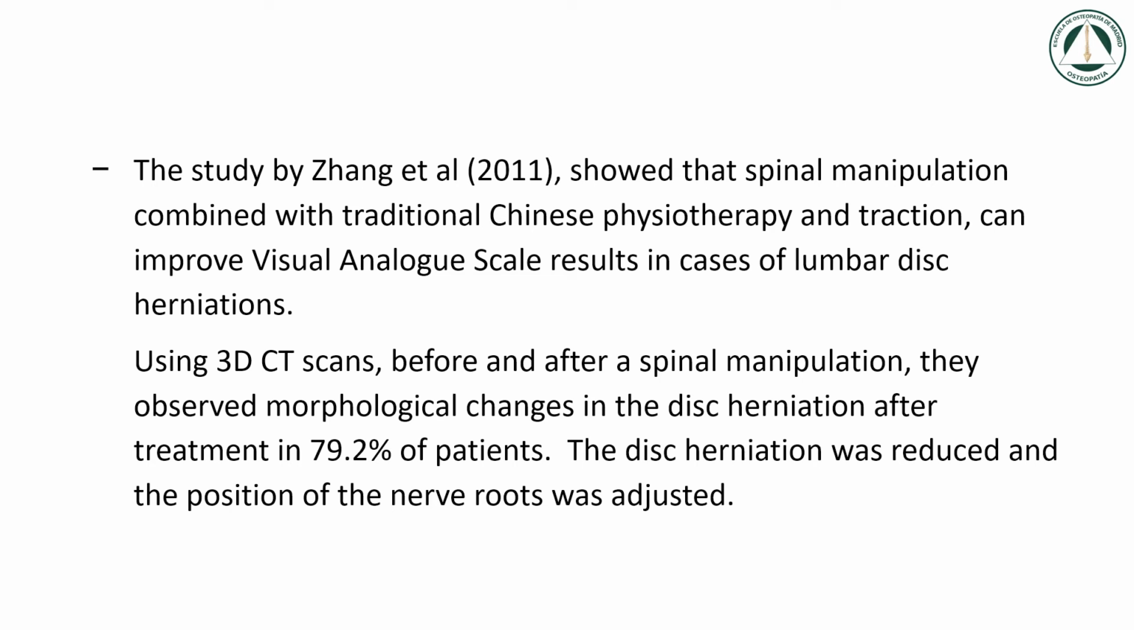In 79.2% of patients, morphological changes were identified after the treatment. Standard manipulation can make the prominence change, the prominence and nerve roots release, and mutual position improve, which can provide imaging evidence for the study in biomechanical effects.